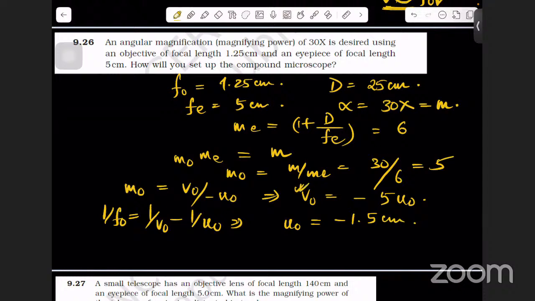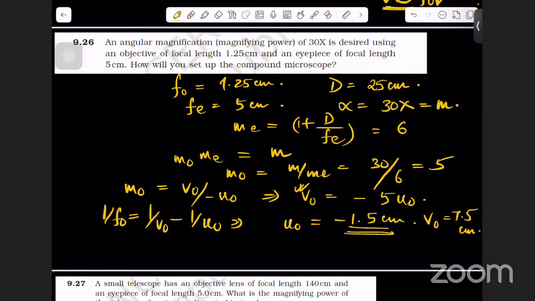From this relation. And v naught would be minus 5 u naught, so 7.5 centimeters. The object should be placed 1.5 centimeters from the objective lens to obtain the desired magnification.